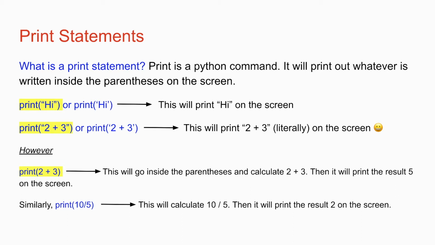I have highlighted some examples of print statements here. The first two are examples of strings. The first one, print hi, uses parentheses and quotes. Python will print hi on the screen. Similarly, for print 2 plus 3 with parentheses and quotes, Python will print 2 plus 3 literally on the screen. However, if you type print 2 plus 3 without quotes, Python will go inside the parentheses and calculate 2 plus 3. Then it will print the result 5 on the screen. Similarly, print 10 over 5 without quotes, Python will calculate 10 over 5. Then it will print the result 2 on the screen.